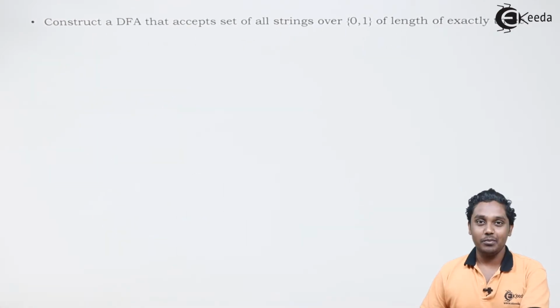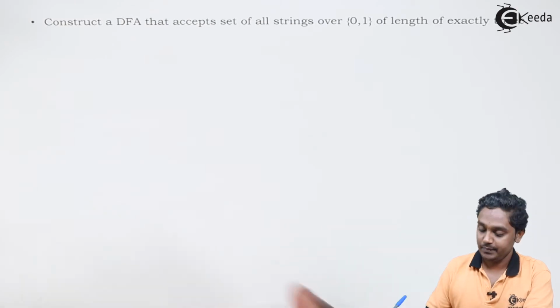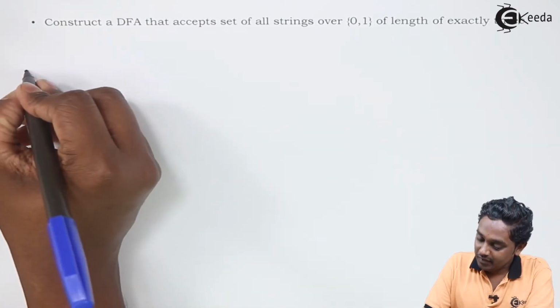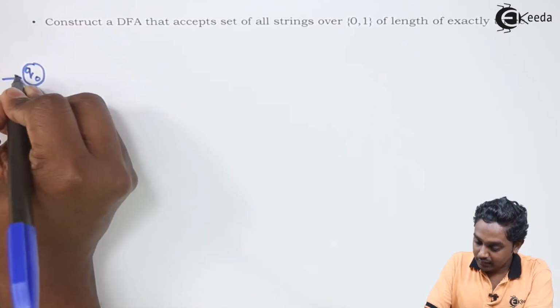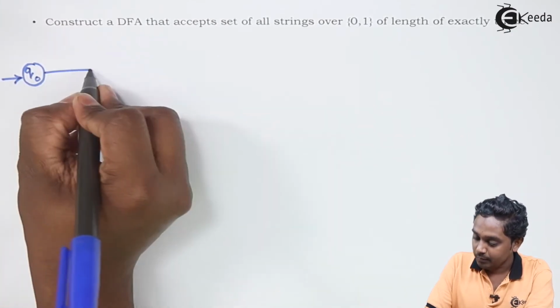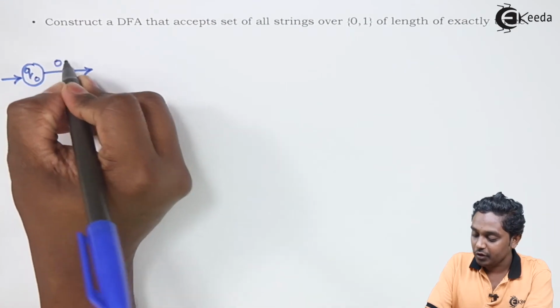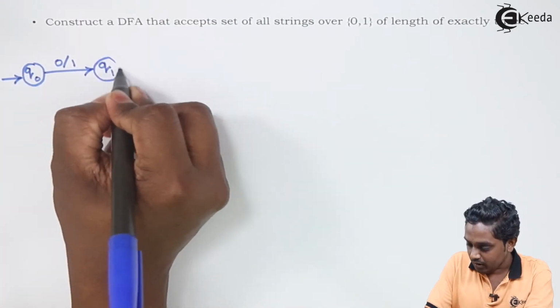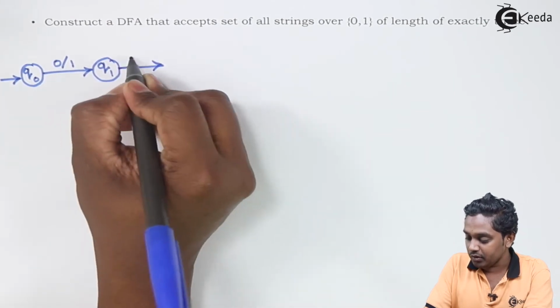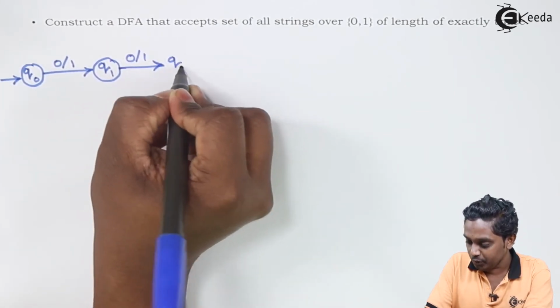Let's see the next example of designing a DFA which accepts strings of exactly length 3. We have already seen at least length 3, at most length 3. Now see exactly length 3. Again, we will start with Q0 as our initial state, hence we will have an arrow from nowhere. Now, on an input of 0 or 1, it will have a transition to Q1. Again, on the input, it will have a transition to Q2.